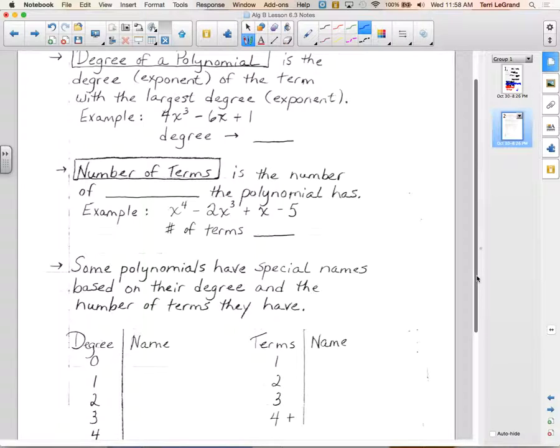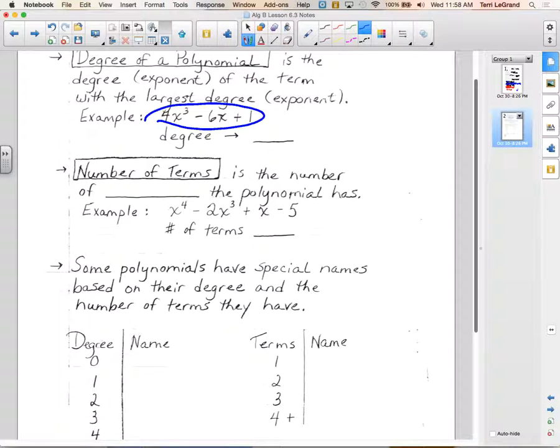So, first of all, here's a polynomial: 4x cubed minus 6x plus 1. Is that in standard form right now? How do you feel about that? Do you think that one's in standard form? Yeah. 4x cubed minus 6x plus 1. Marky, is this in standard form? The first one right there. Is that in standard form? Yes, it is.